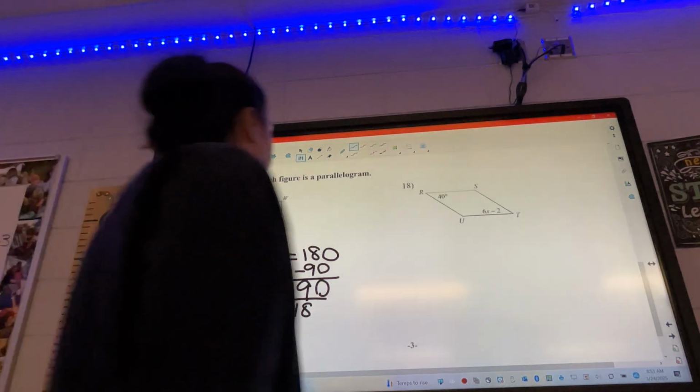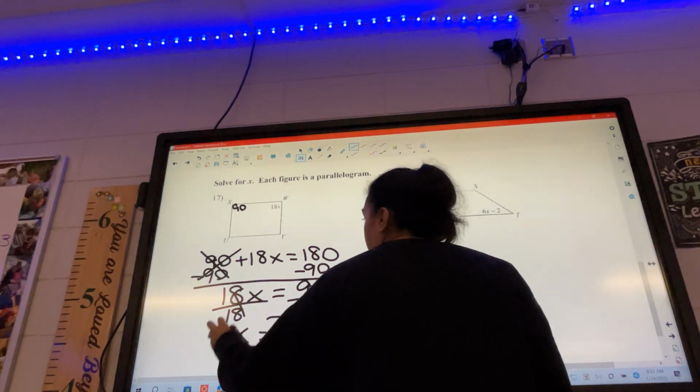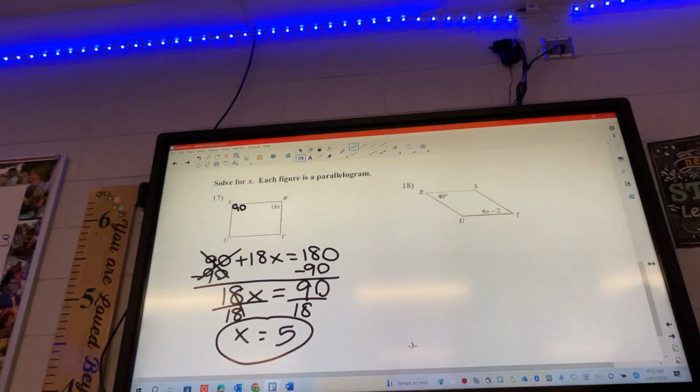Sam. 90 divided by 18, what did we say, 5? Okay, do we stop or do we keep going? We stop. Why do we stop? Because it just says solve for x. So we don't need to continue and plug anything in. So definitely read the instructions.